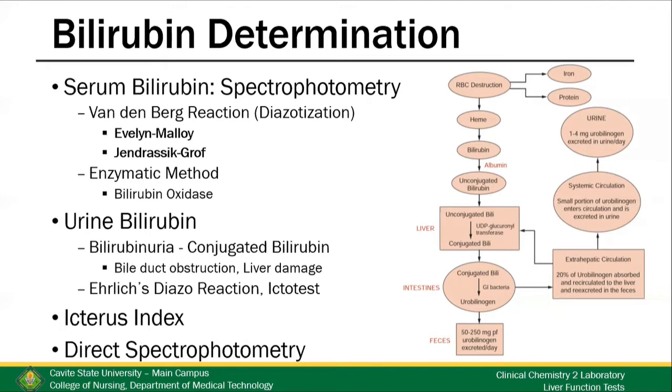Bilirubin can also be seen in the urine. So what are we looking for here? We will be discussing Ehrlich's diazo reaction and the Ictotest later. Icterus index is also under the bilirubin determination and direct spectrophotometry.